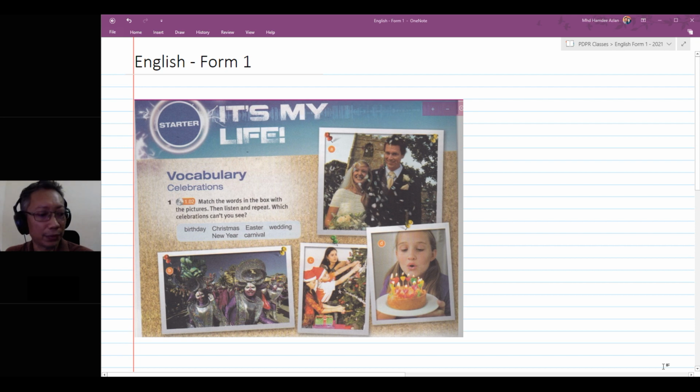Now let's start with your PALS textbook. Page 4, starter unit, It's My Life. The first topic is vocabulary on celebrations. If you look at the instruction, match the words in the box with the pictures, then listen and repeat. Which celebrations can you see? You are given 6: Birthday, Christmas, Easter, wedding, New Year, Carnival.